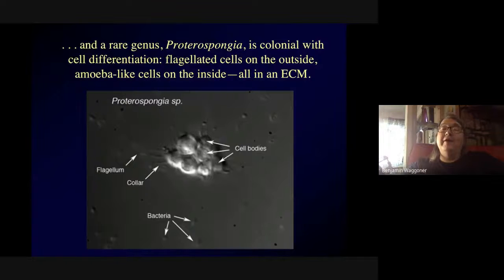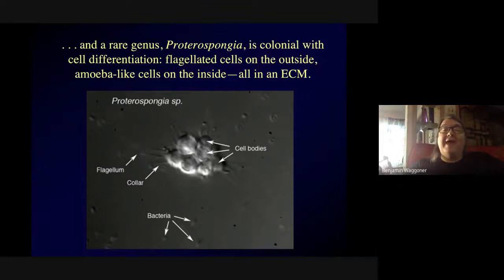And there's a very rare genus, Proterospongia, that's not been described very well because it's not often seen, but it's got flagellated cells on the outside. On the inside, it's got amoeba-like cells, and all of these are in an extracellular matrix. So this is cool. We've got an ECM, and we've got cell differentiation, different types of cells for different functions. Proterospongia has two different cell types. You've got roughly 200 cells, although it depends on who's doing the counting.